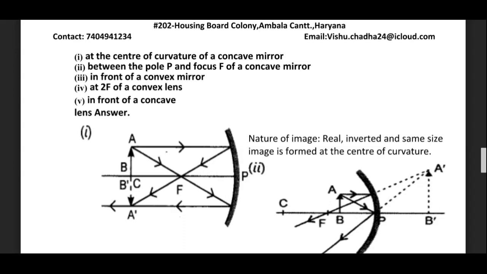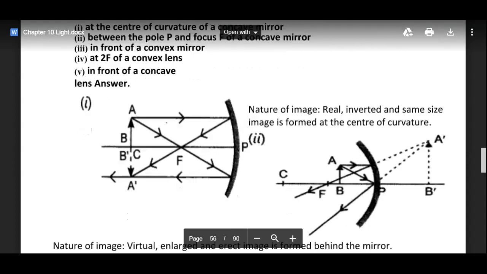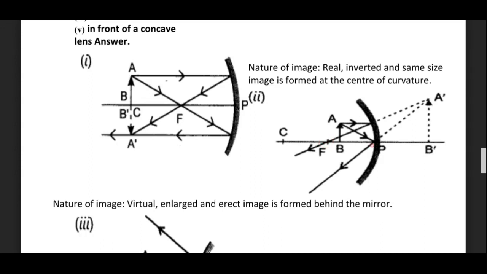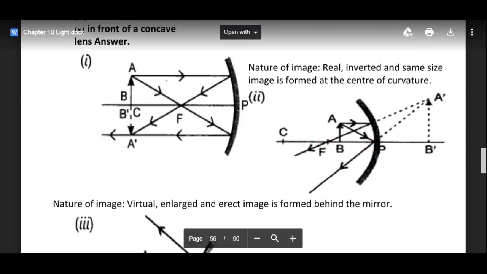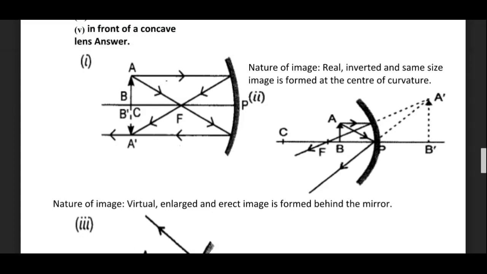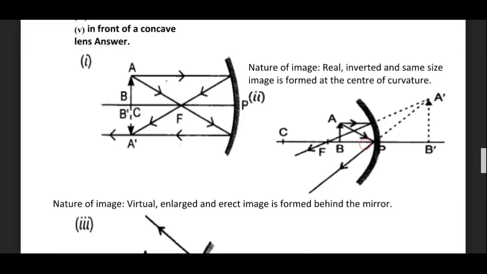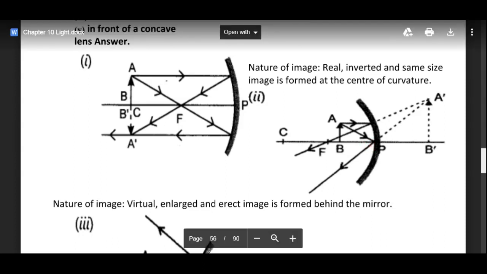Between the pole and focus of a concave mirror. Now this is between the pole and focus. So this is focus, this is pole. Over here, the ray will go parallel to the principal axis, and the same ray will pass through the focus, and after that we are extending this ray at the back side of the mirror. The another ray will strike the pole of the mirror and it will go like this. Angle I will be equal to angle R in this case, and we are going to extend this ray as well at the back side of the mirror. So we are going to obtain A dash B dash.